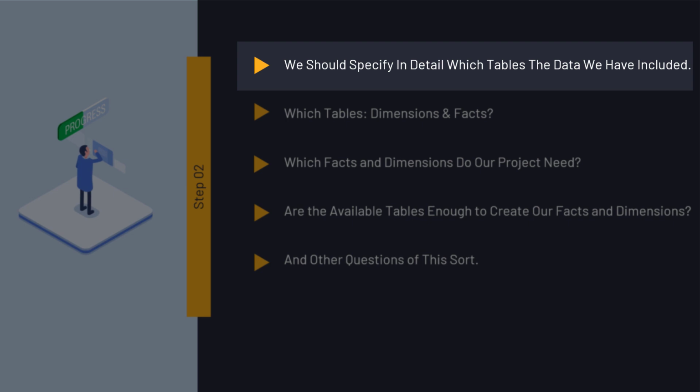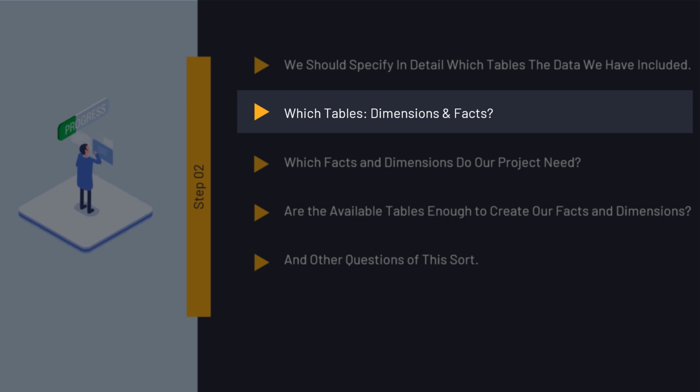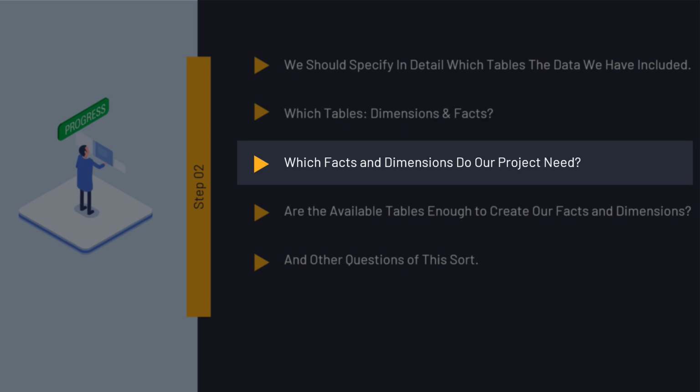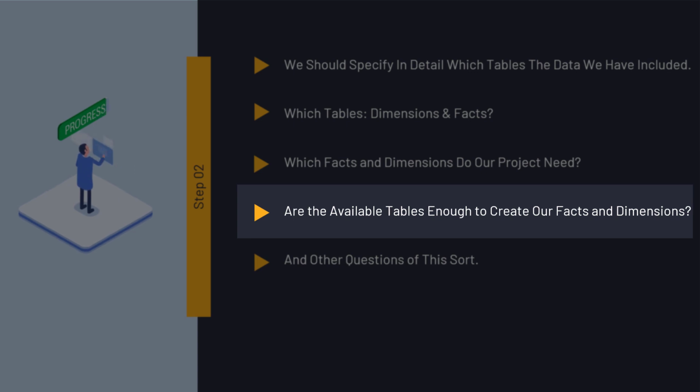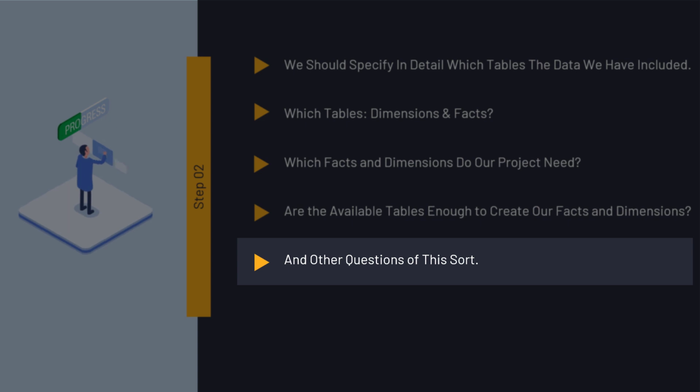We should specify in detail which tables the data we have included, which tables gotta be selected as dimensions, and which tables are facts. Which facts and dimensions do our project need? Are the available tables enough to create our facts and dimensions? And other questions of this sort.